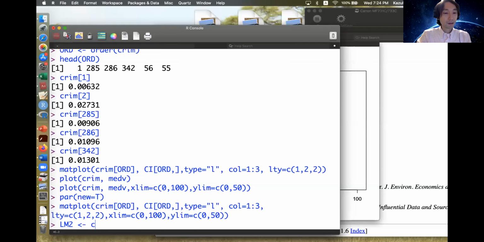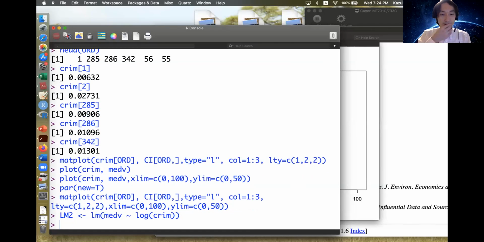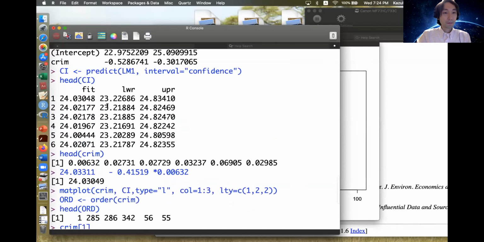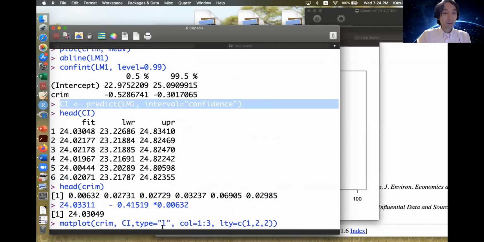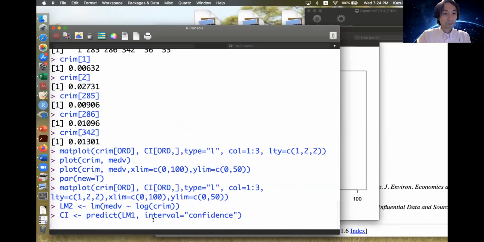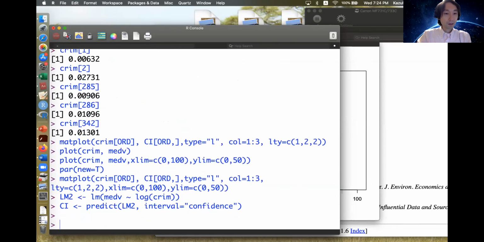We fit the median house value on the log of crime rate, then maybe, yeah, predict, LM2 plot. Yeah. So now that we think about the prediction interval.